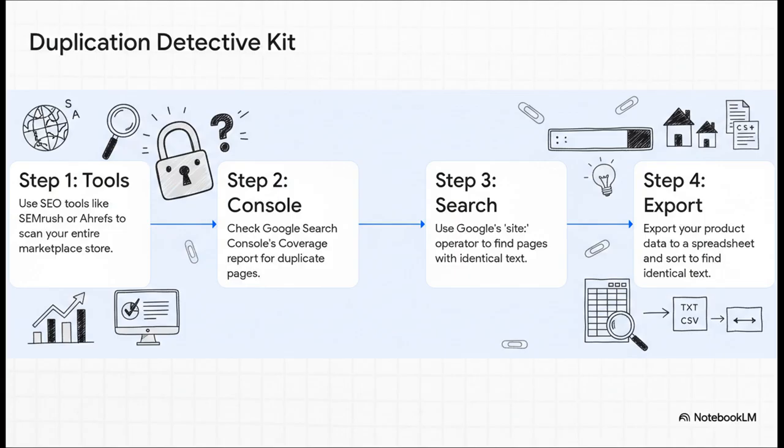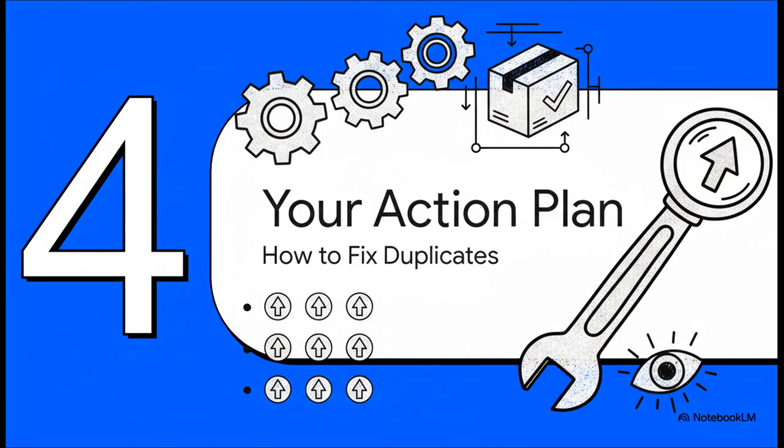And finally, the low-tech way. Just export your products to a spreadsheet and look for copy-pasted text. All right, we've found the problems. Now for the most important part, the fix. Here is your 6-point action plan to clean up the mess and get your products the visibility they deserve.